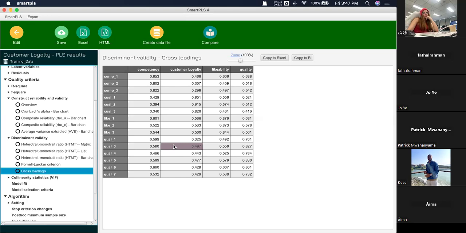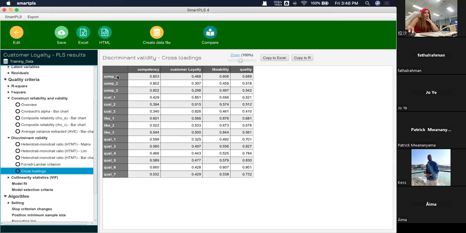Okay, the cross-loading is simply telling me that, you remember when we're forming our model, we said competency was measured by COMP1, COMP2, COMP3, isn't it? Yeah. So the cross-loading is telling me that because I have designed these three to measure this construct, the correlation between these indicators and this one should be very high. You can see they are high, 0.8, 0.8, 0.8. So they should only be high here.